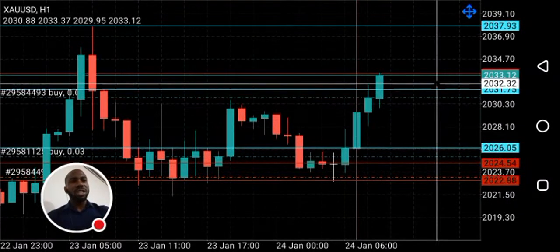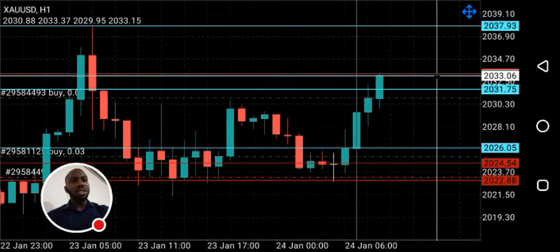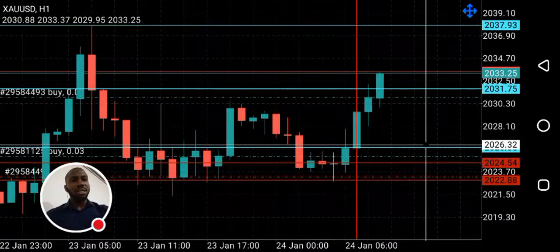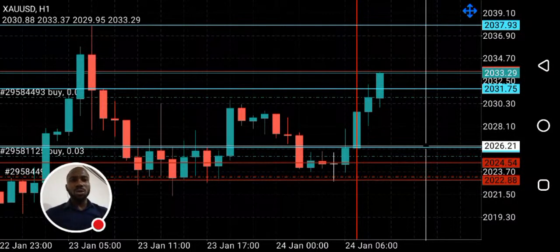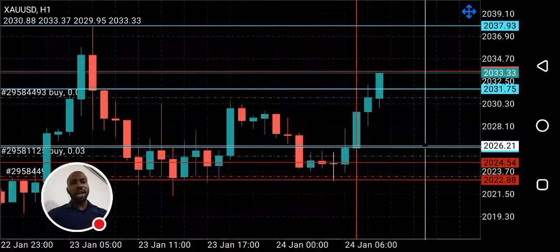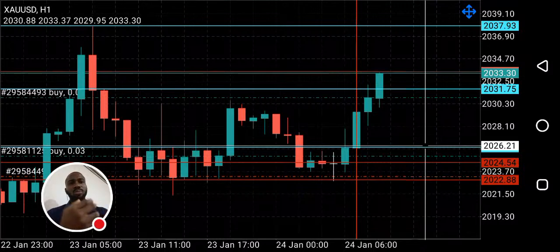Now the market is currently trading at this level, which is about 70 pips above this price. So if you want to buy gold, I would wait for price to pull back before you buy gold. That's my tip.